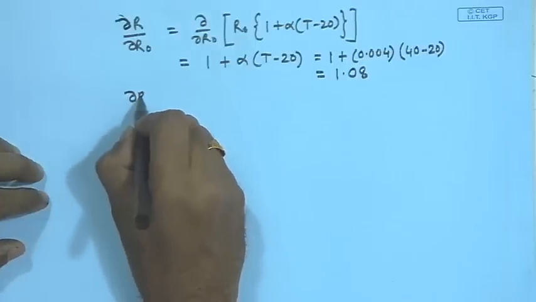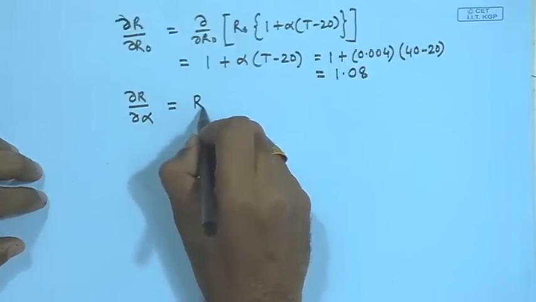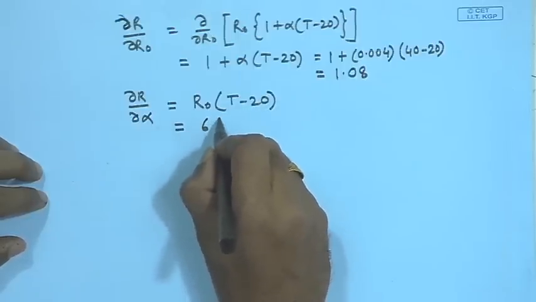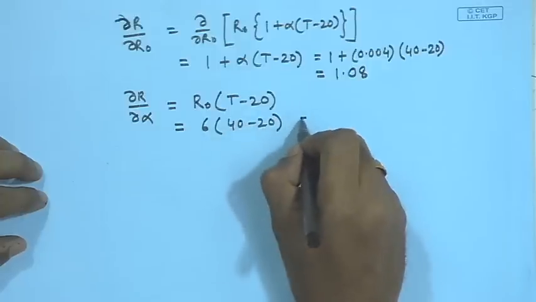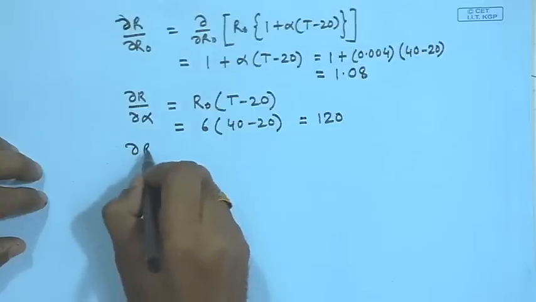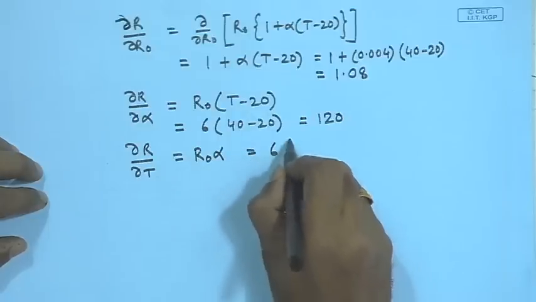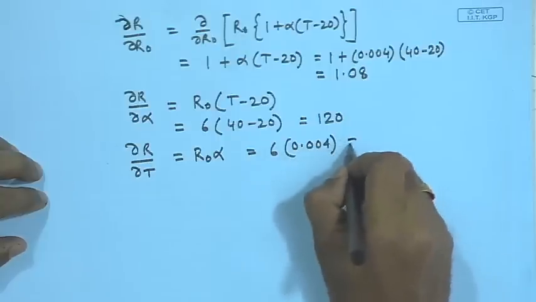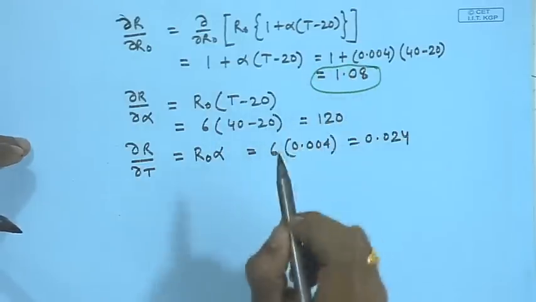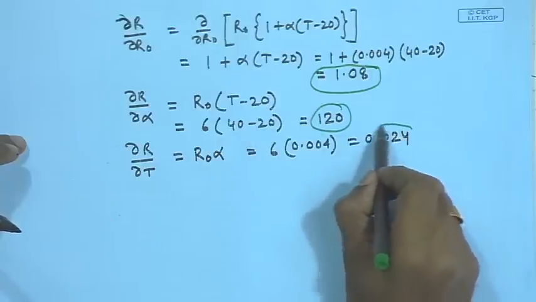Next, we need del R by del alpha. Again, if we compute this, it will be R0 into T minus 20. After putting the numerical values, it will come as 20 into 6, 120. Finally, del R by del T will be R0 alpha, so 6 times 0.004, which is 0.024. So, we now have values for del R del R0, del R del alpha and del R del T.